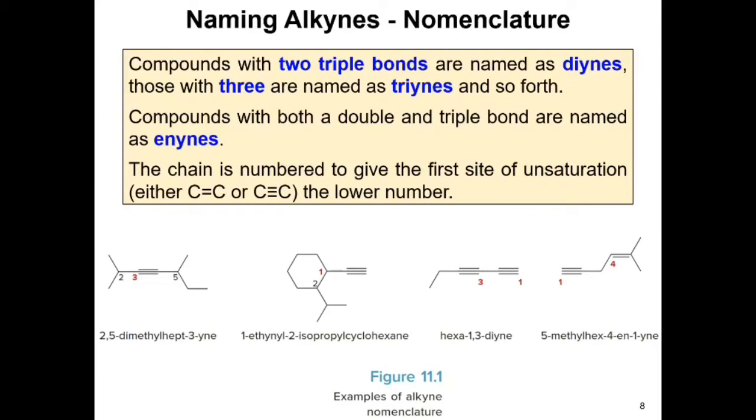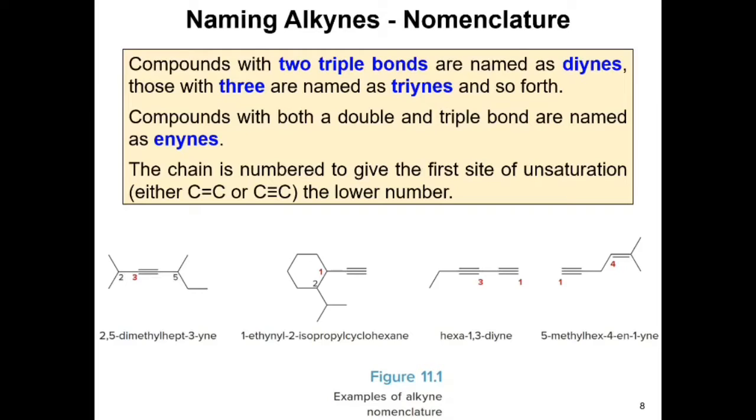So alkynes containing 2 triple bonds are named as diynes. Those containing 3 are named as triynes, and so on and so forth. Compounds containing a double bond and a triple bond are named as enynes because it's a combination of an alkene and an alkyne. The chain is then numbered to give the first site of unsaturation, either a carbon-carbon double bond or a carbon-carbon triple bond, the lower number.